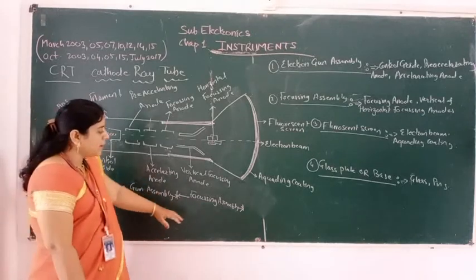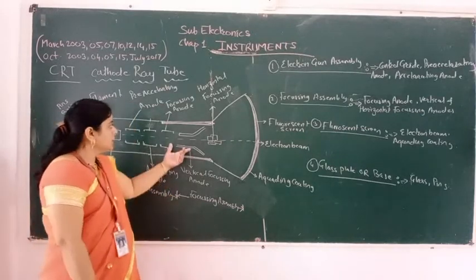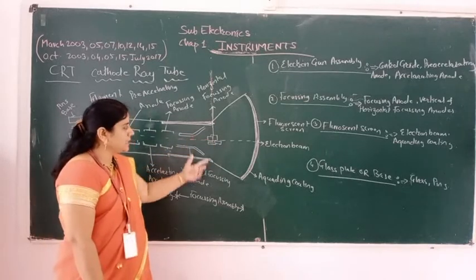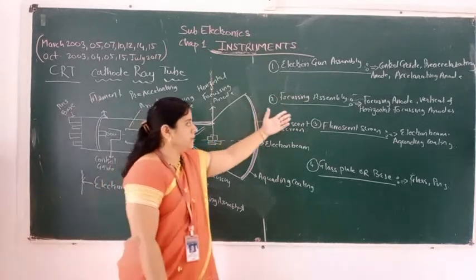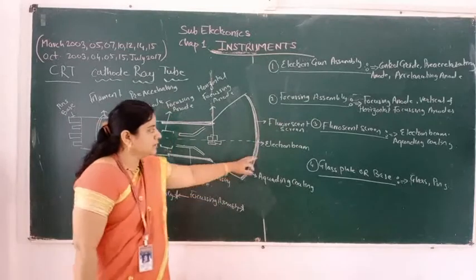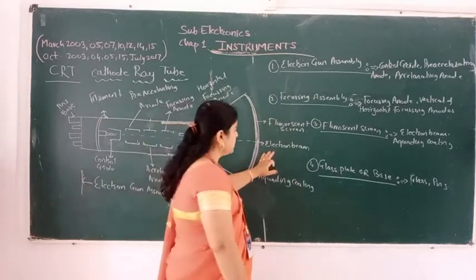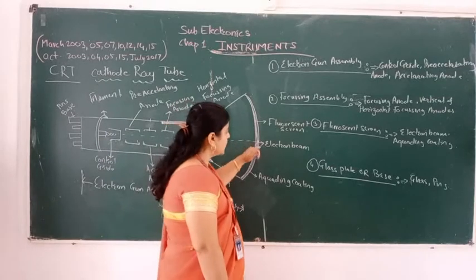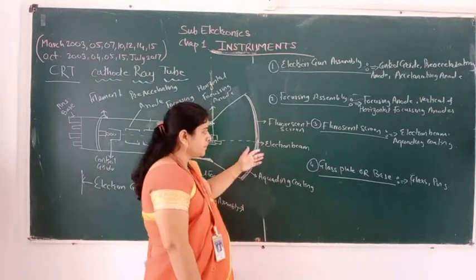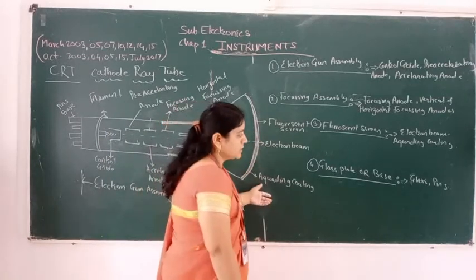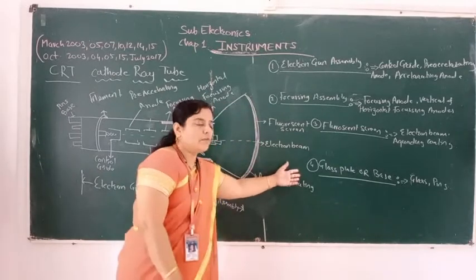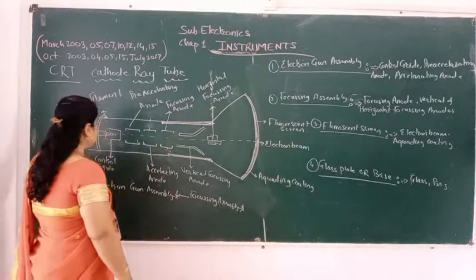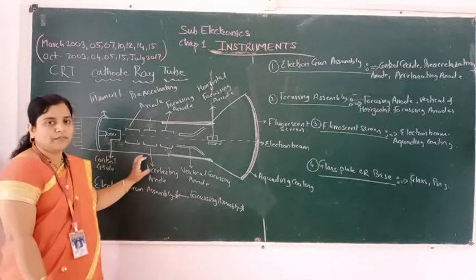In the second part, the focusing assembly, this is the horizontal plate and the vertical focusing plates, which we have written there. In the third part, the electron beam comes from the filament and strikes on the fluorescent screen, and the aquadag coating is there. And the fourth part is the glass plate or the base, where the plate is given. This is the construction of this diagram.